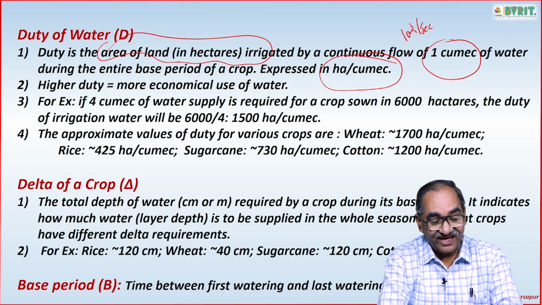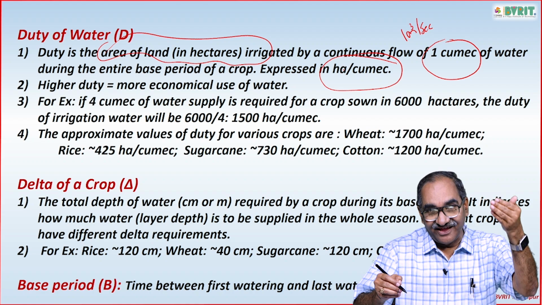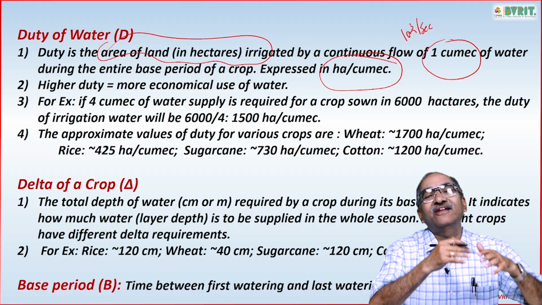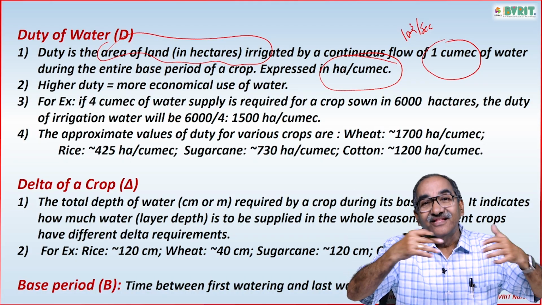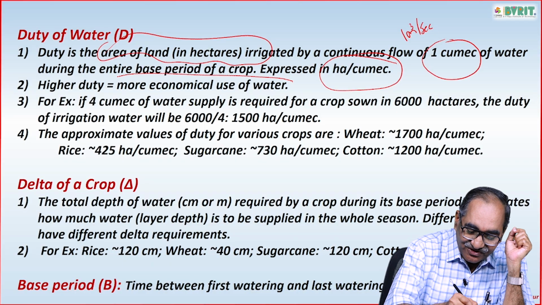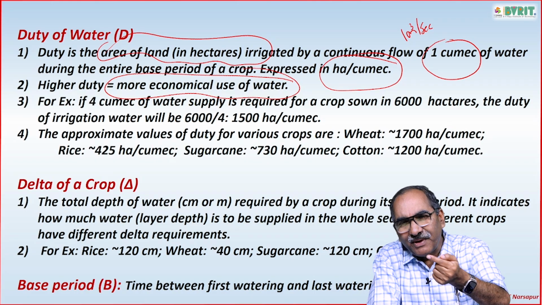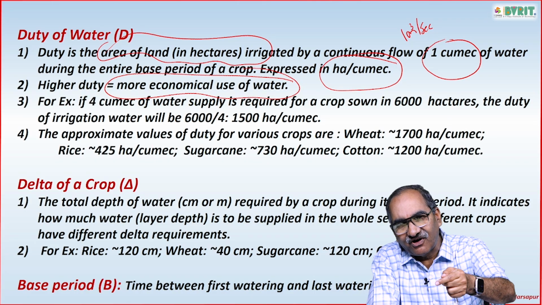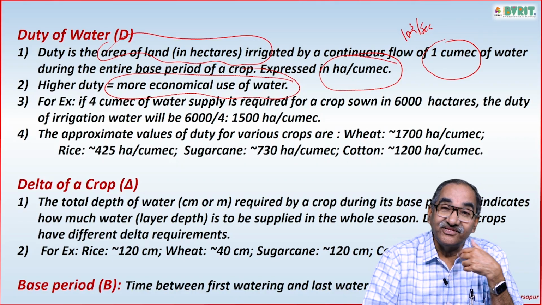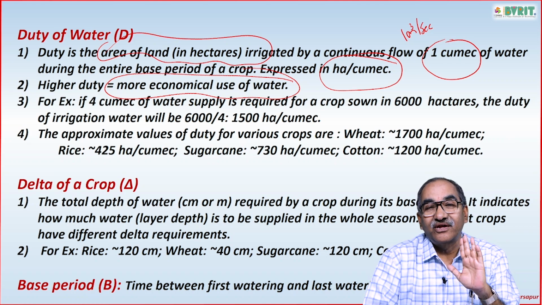And for example, if I say higher the duty means what? Higher the area of the land with 1 cubic of water. So with 1 cubic of water, the more the area you irrigate, the higher the duty. That means what is the meaning behind it? The most economical usage of water. That means with just 1 cubic of water, the area that you are irrigating is increasing, and that means the duty is increasing, meaning you are economically utilizing the water for irrigation.